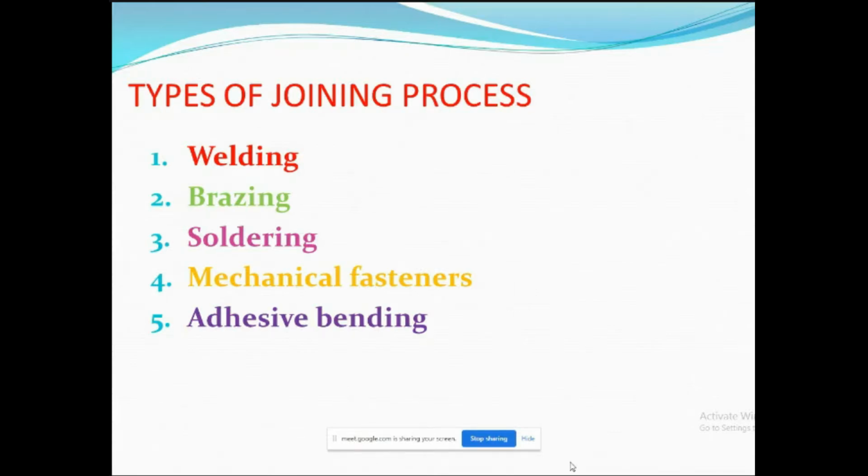So whatever joint we make with the help of welding, brazing and soldering, these joints are of the permanent type. We should not remove or reuse those joints. After breaking, we should not reuse that joint. So that joint is also called a permanent type of joining. These 3 methods are generally deployed for permanent joints. Next one is the mechanical fasteners.